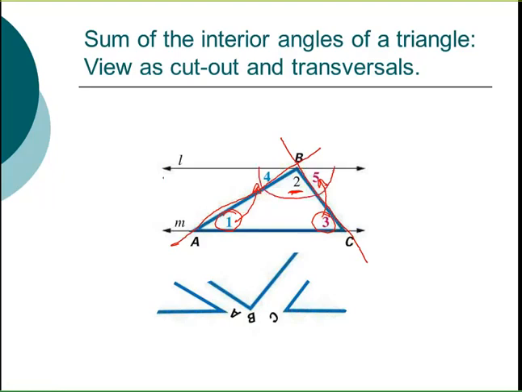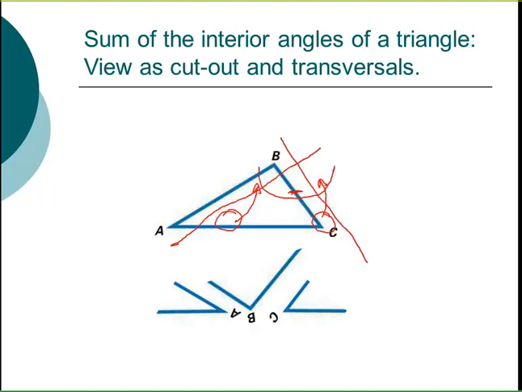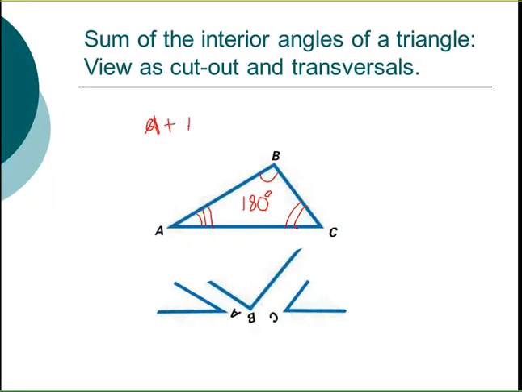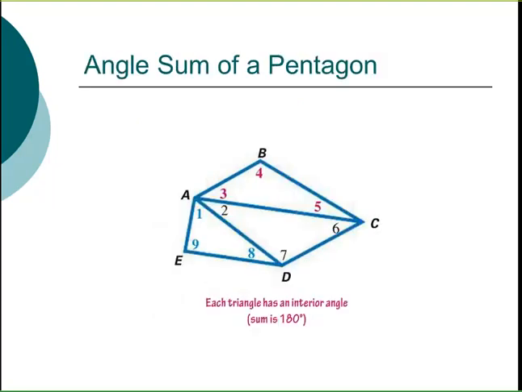So either way, the sum of the interior angles of a triangle adds up to 180 degrees. No matter what they are, even if they're all different, it will always add up to 180 degrees. If I add angle A plus B plus C, it'll give me 180 degrees. And that's important because it's going to help us find other shapes.